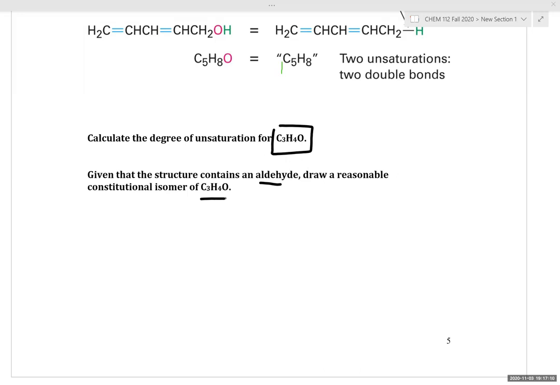Okay, so if we have a DU of 2, then given that we need an aldehyde, in order for us to have a DU of 2, with our remaining 2 carbons, we need a double bond. So the following structure would be reasonable for this formula, and this structure is known as acrolein. Another possible structure that you can draw has a ring and a double bond and would look something like this. So both of these structures would be valid for C3H4O.